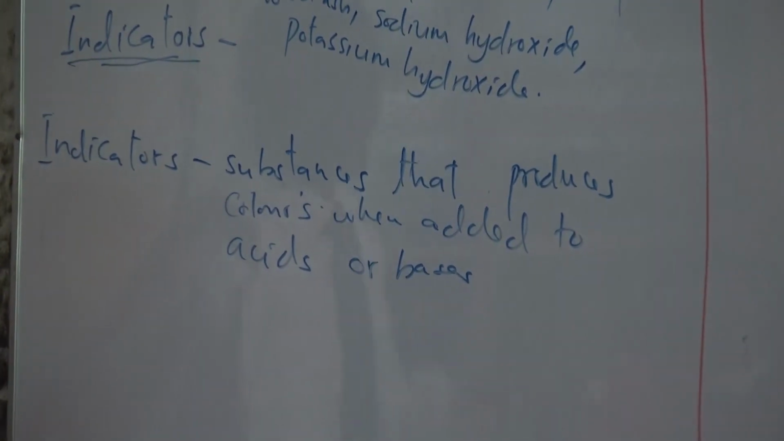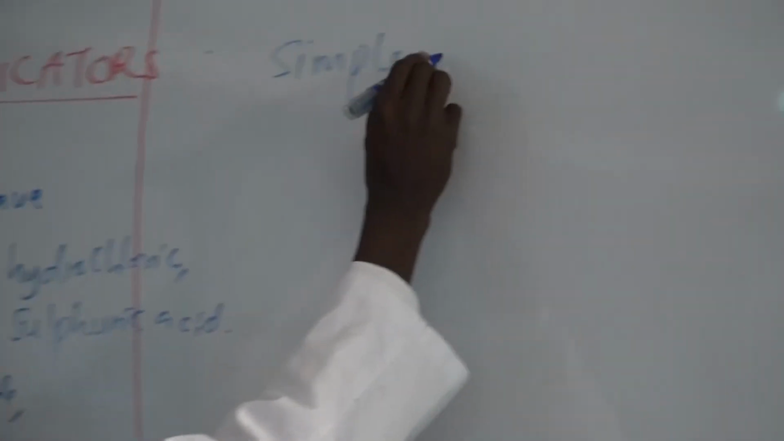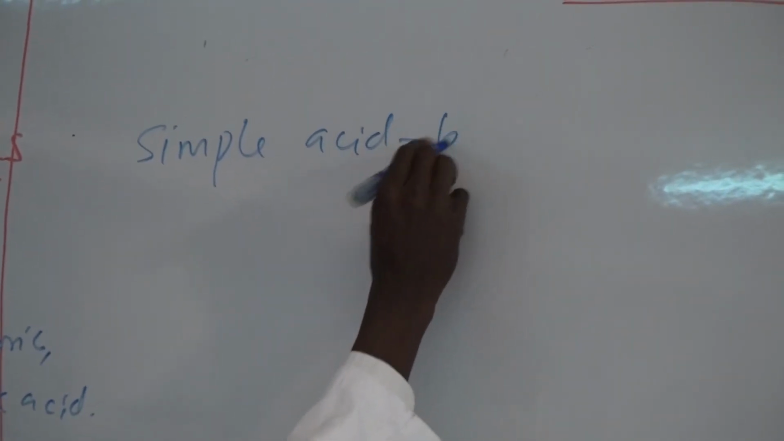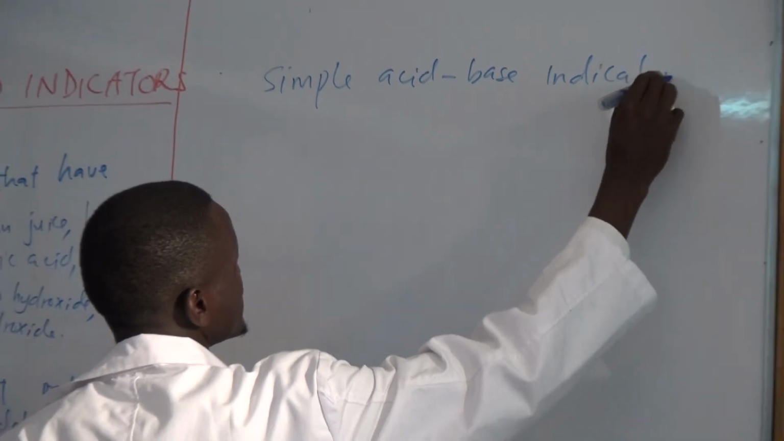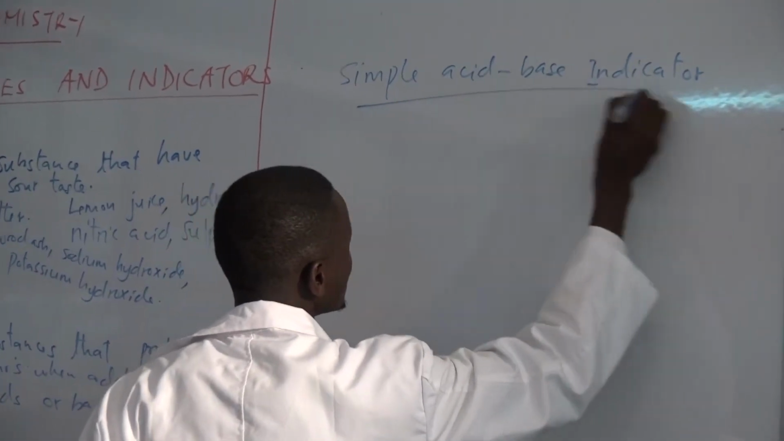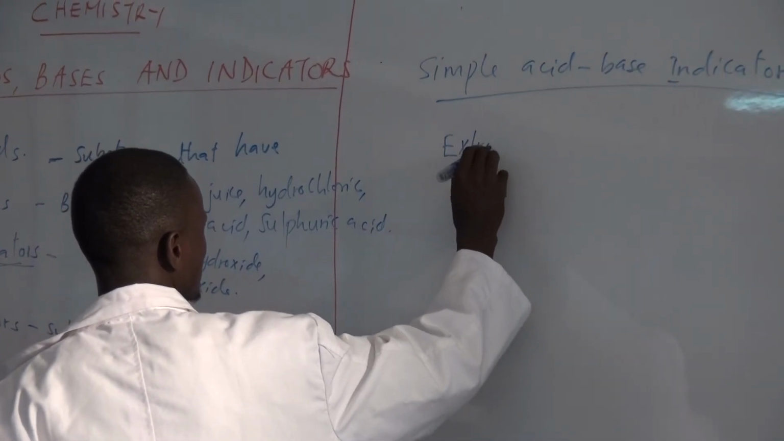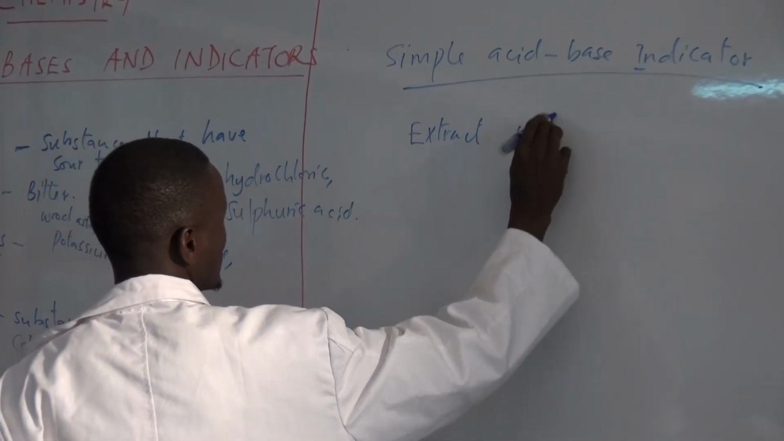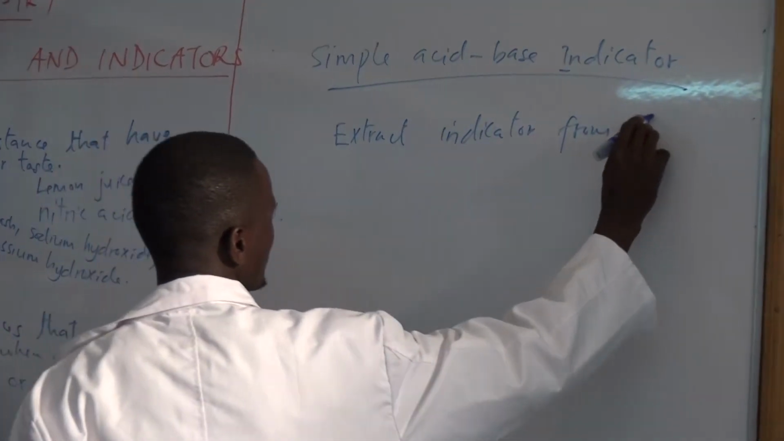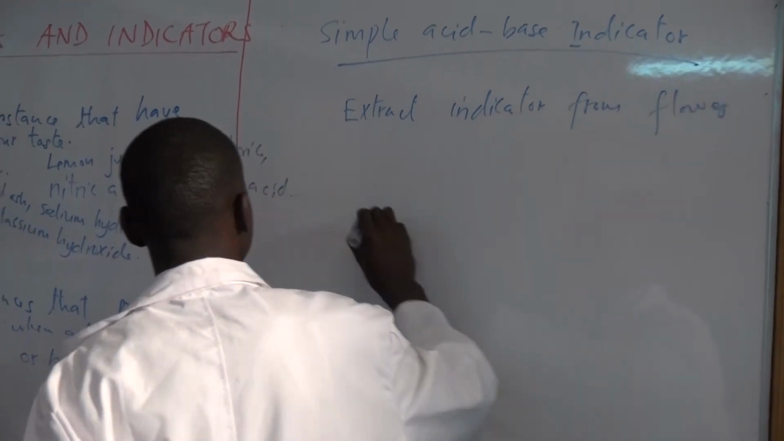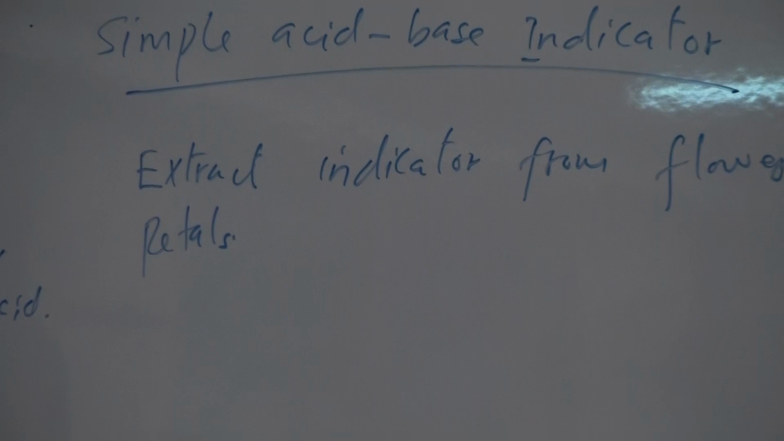In this lesson, we are going to talk about simple acid and base indicators. We want to extract an indicator from flower petals. That's what we're going to do now.